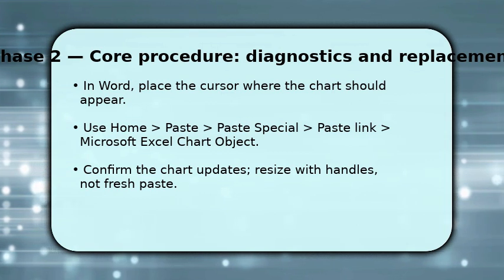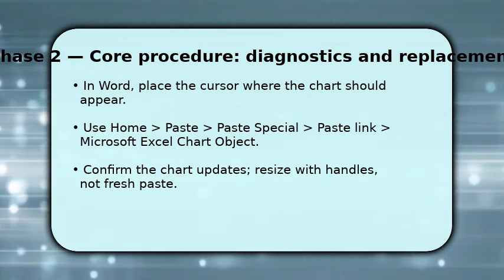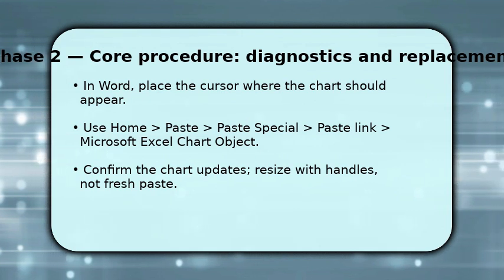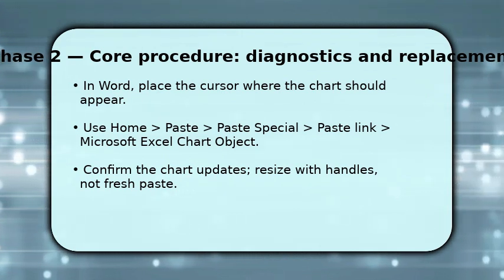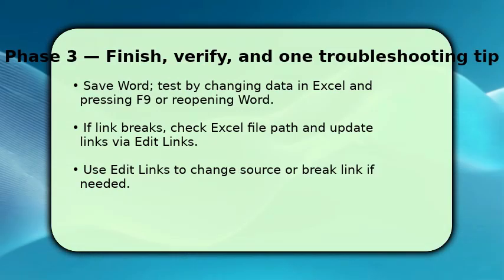Resize using the object handles. Make sure not to repaste as an image, because images won't update when the spreadsheet changes. Finish by saving both files, then test the link.